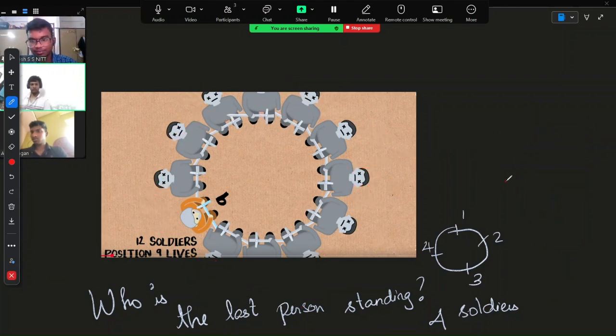So first the knife. Person one will have the knife first, right? So one will kill two, pass the knife to three, three will kill four, pass the knife to one, and one will kill three. So one will be the one remaining.